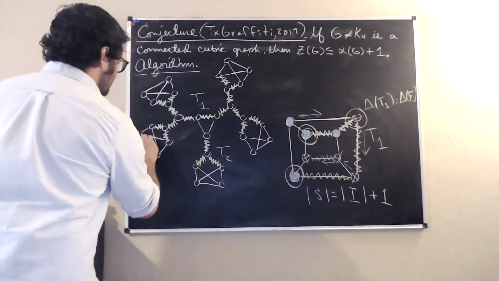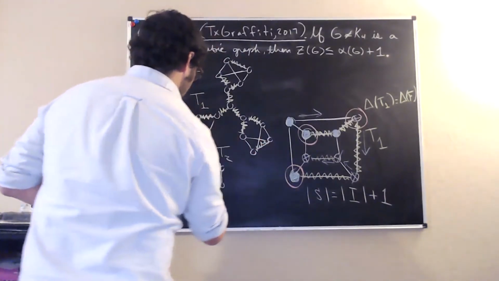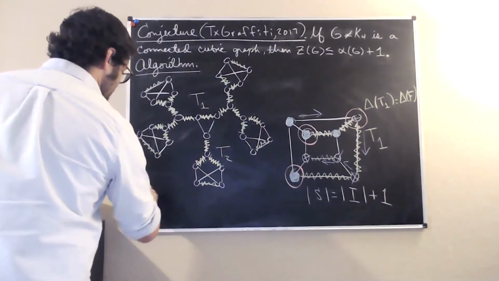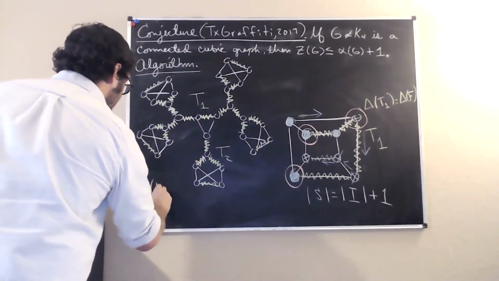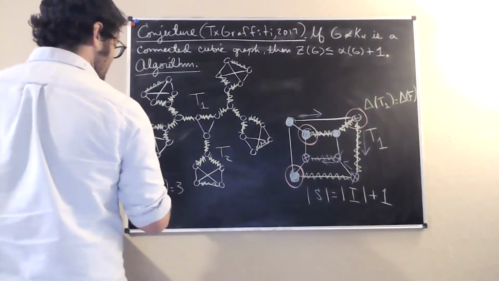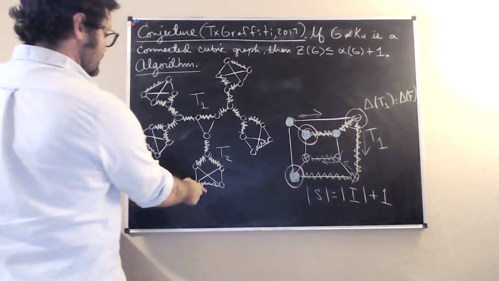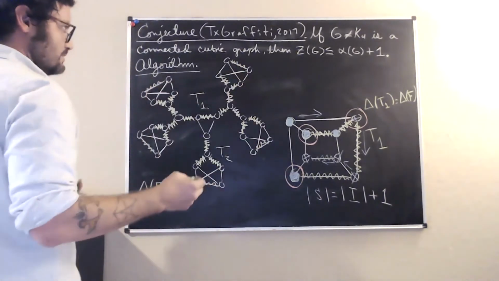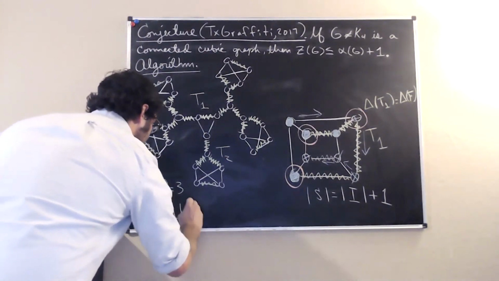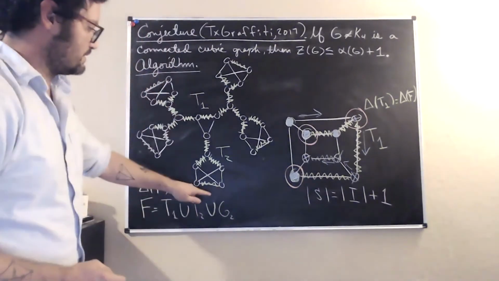So here is our forest decomposition of the graph. Okay, so the max degree of the forest F is equal to 3. And I'll call all the vertices that aren't in subtrees with max degree 3, I'll call the collection of those together G2. So then F is equal to T1 union T2 union G2. And G2 is the collection of all these P2s.